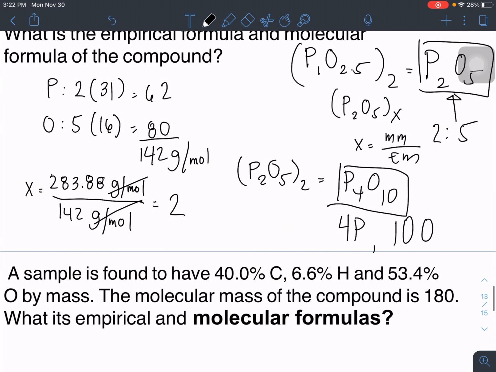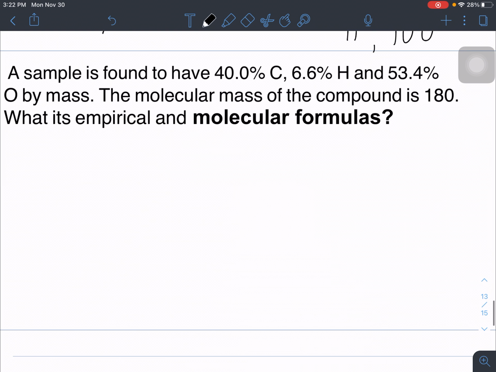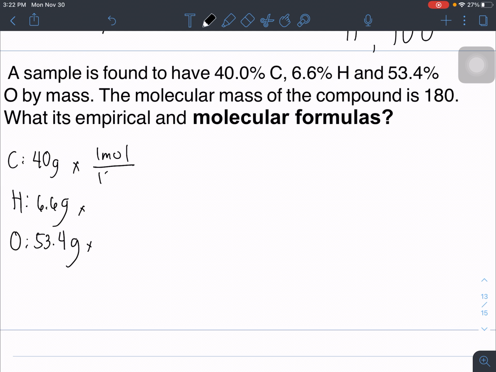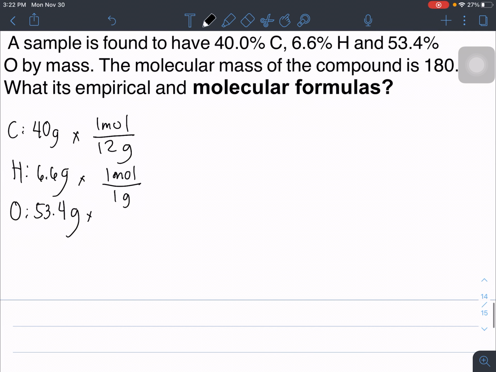Okay? So let's have another example. So do this step by step. So for carbon, the first step is to assume 100 gram. So 40 grams. Hydrogen is 6.6 grams and oxygen is 53.4 grams. So multiply them with their molar mass factor to convert them to moles. That is the second step. So 1 mole for carbon, that is 12 grams. For hydrogen, 1 mole is 1 gram. And oxygen is 1 mole over 16 grams.